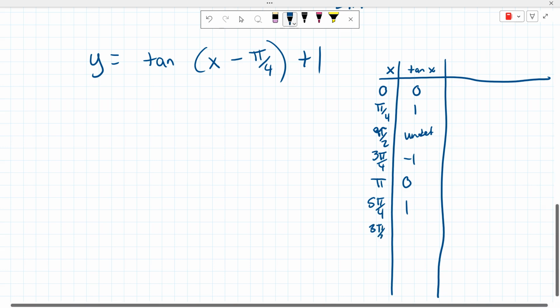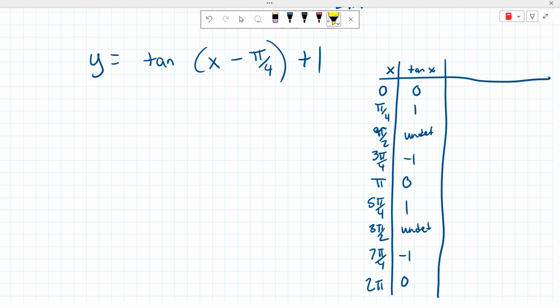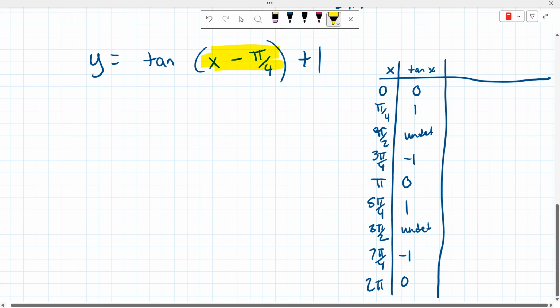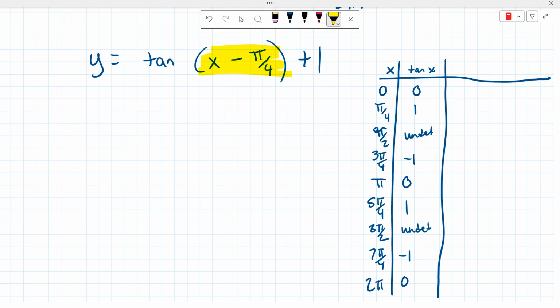3 pi over 2 was undefined. Seven pi over 4 was -1. 2 pi was 0, and so on. Okay. Now, what does this do to the graph? Moves it to the right, pi over 4, to the right.